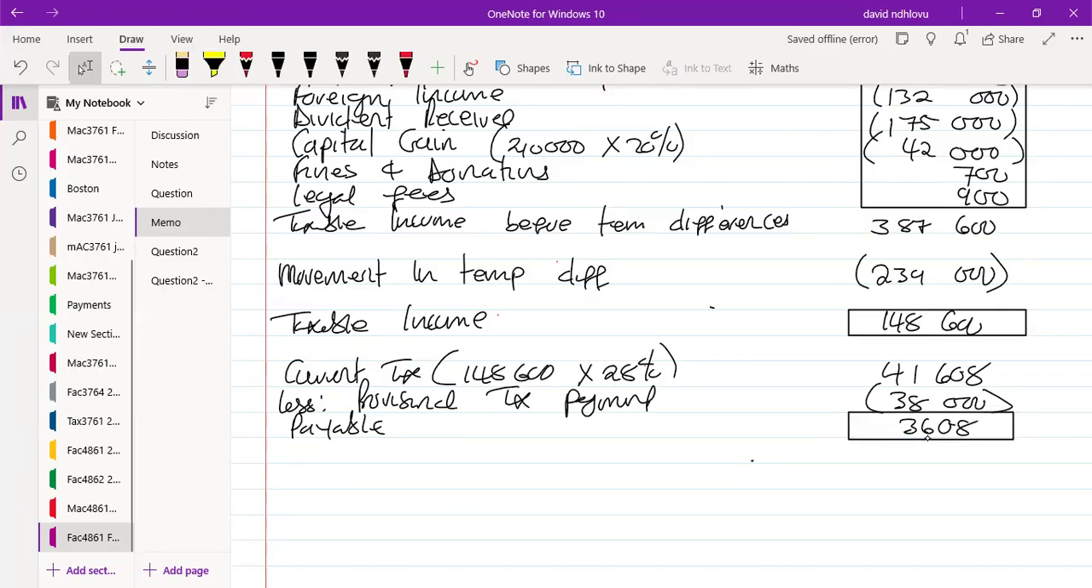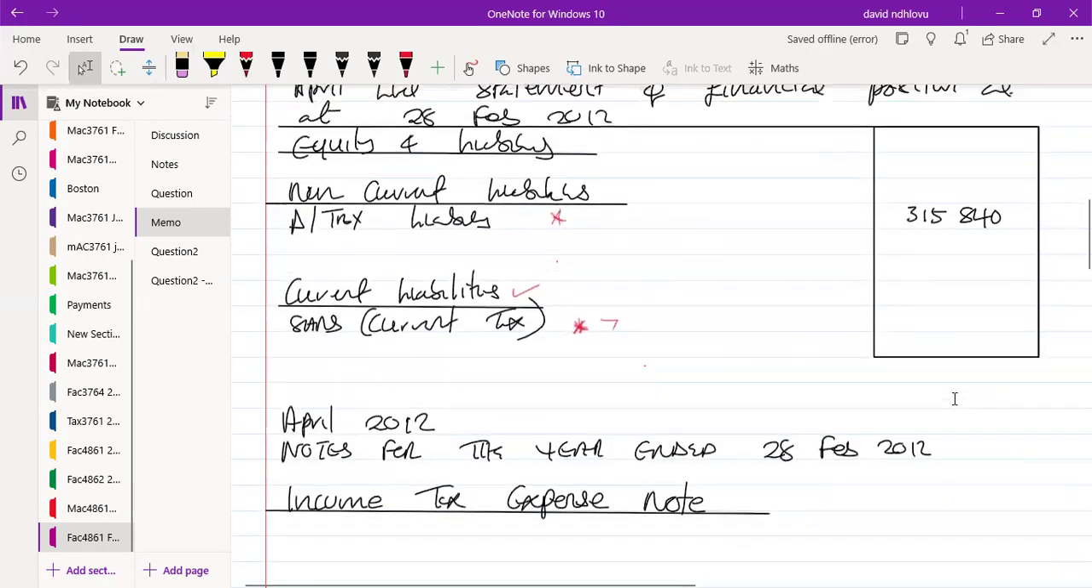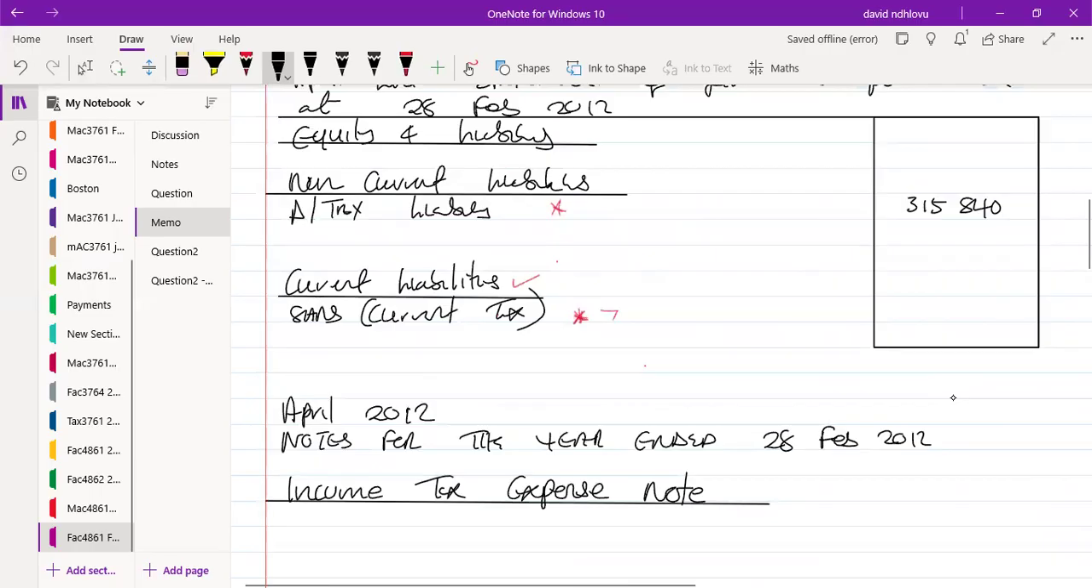So this is the amount that is payable over to SARS. We are owing that amount. We don't owe the full current tax because we've already paid a portion. So what we owe, which goes to current tax, is that amount.